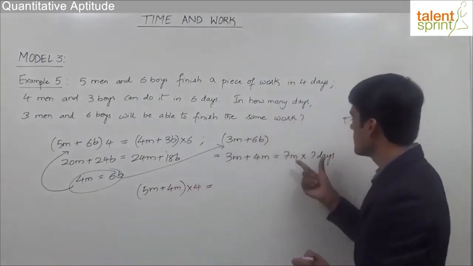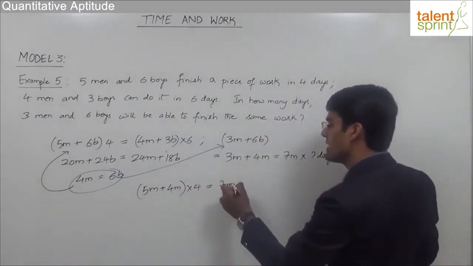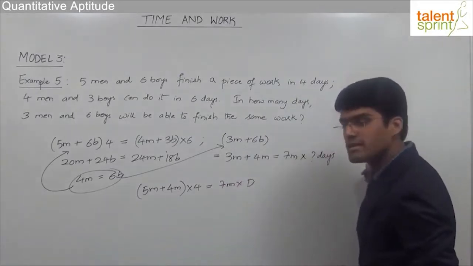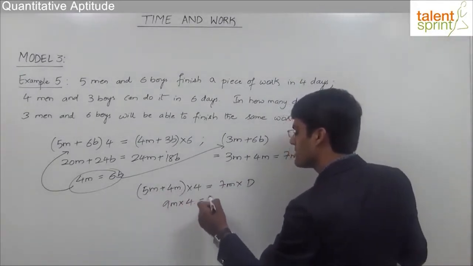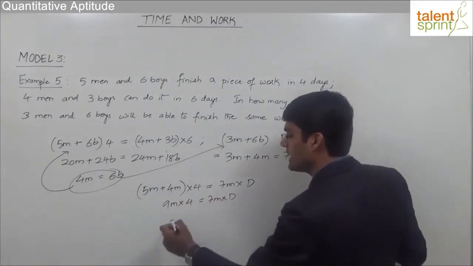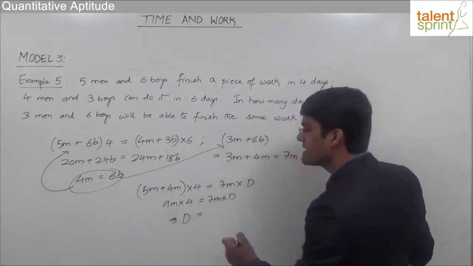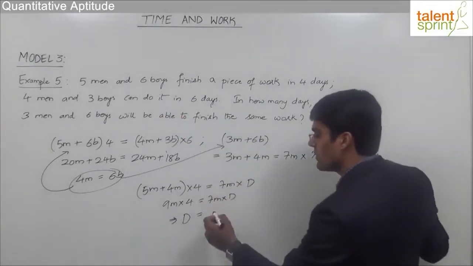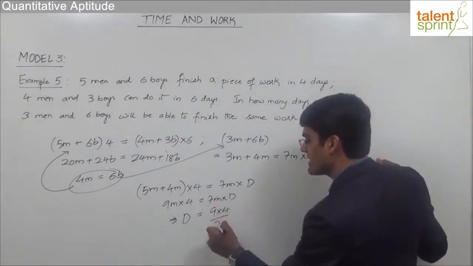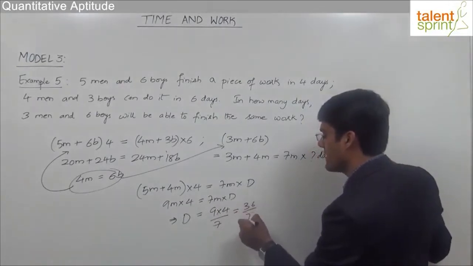And we need to find out 7 men will do in how many days. Let us assume the number of days required is D. So 9 men into 4 days will be equal to 7 men into D. So very clearly from this we can say that the number of days required by 3 men and 6 boys together should be equal to 9 into 4 by 7. That is 36 by 7 days.